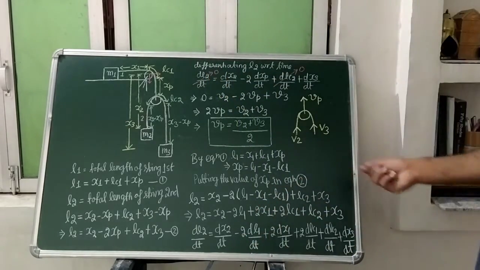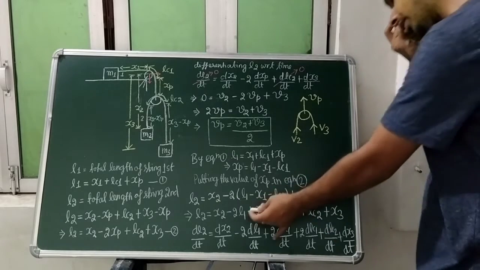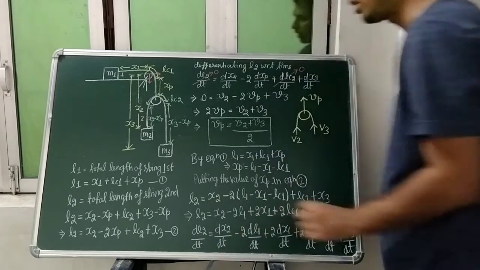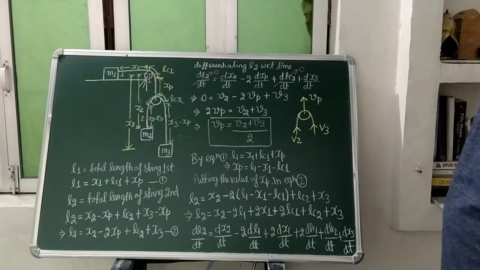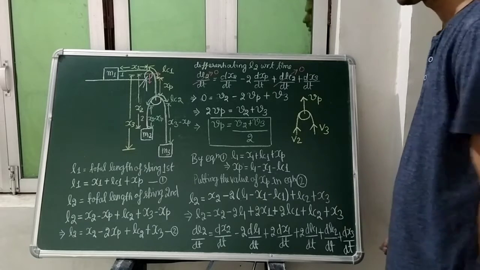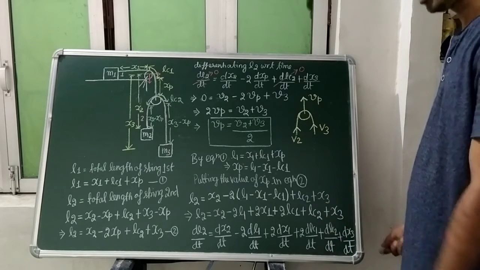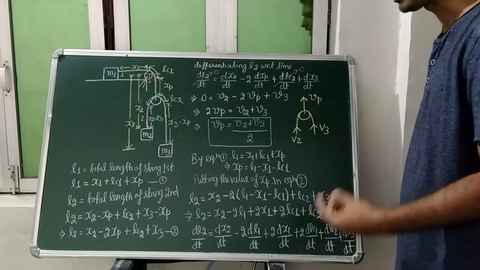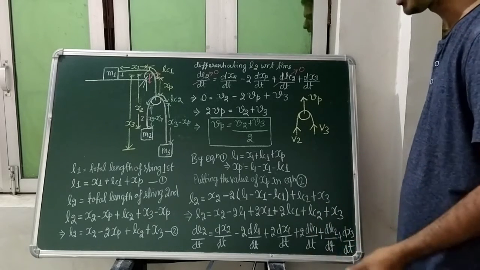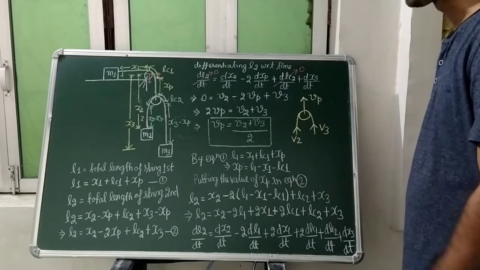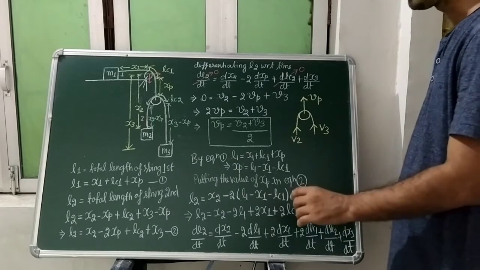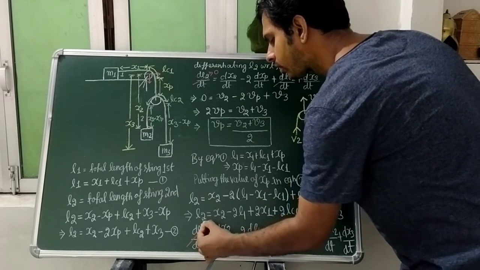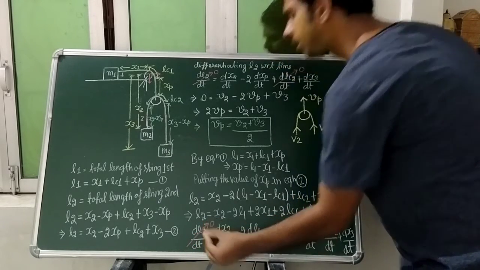So students, we are getting these things. By differentiating this L2, we are getting this. And you know students, we have assumed a frictionless, massless and inextensible string. So if the string is inextensible, the length of that string is not going to change. The length of that string will be constant. So when we differentiate a constant thing, that will give us 0 as our result, isn't it?